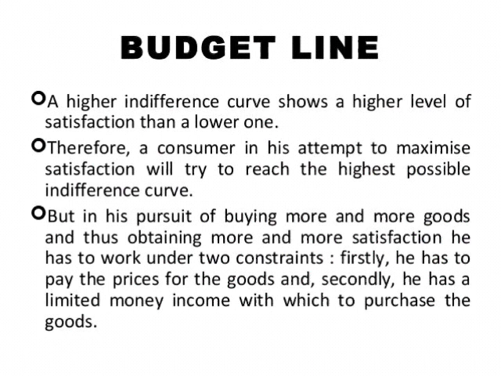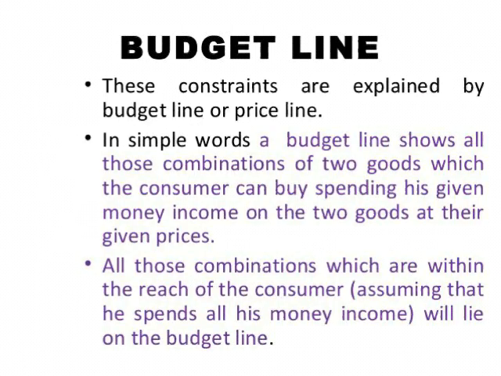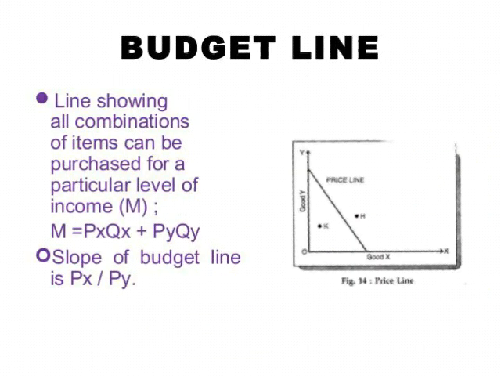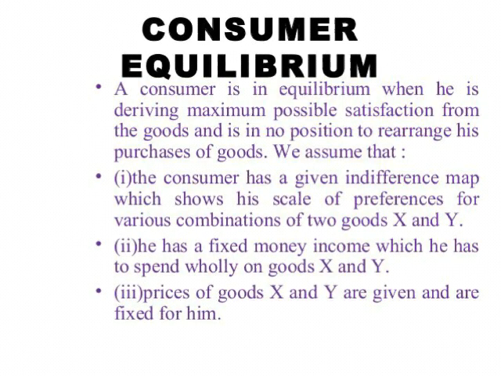Now what is the budget line? The budget line is a line in the indifference curve analysis, very important. This particular line tells you the price and the income of the consumer. It is also called the price line. In simple words, the budget line shows all those combinations of 2 goods which are actually feasible. Feasible because, just see, M, the income, is equal to price of X times quantity of X plus price of Y times quantity of Y.